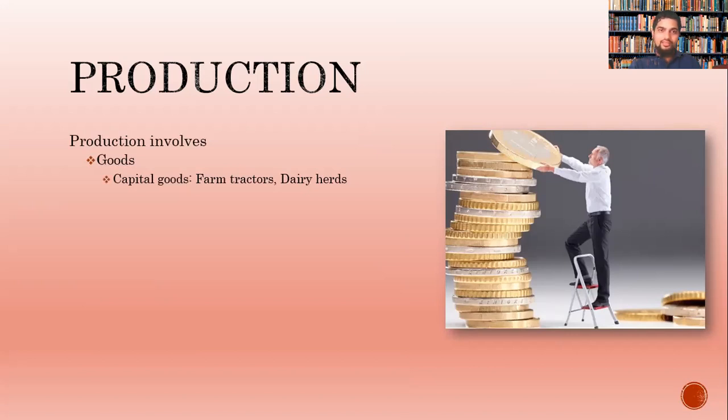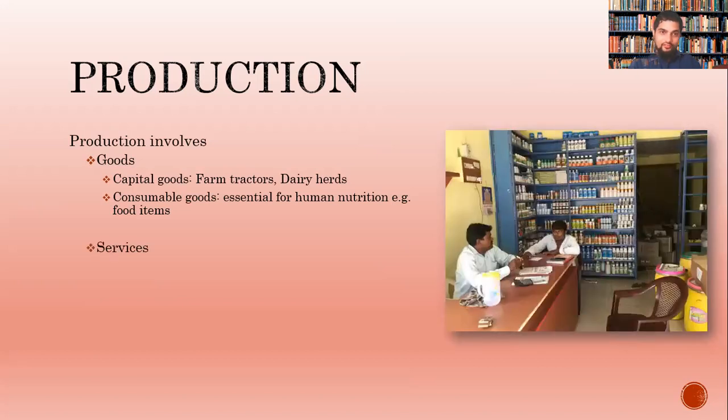These are referred to as capital goods. And then we have consumable goods, and these are the food items. Consumable goods, as the word suggests, are what they can use, what they can consume and use up. You can't really use up the tractor very easily. And then we have services, as I mentioned. So production involves goods and services.